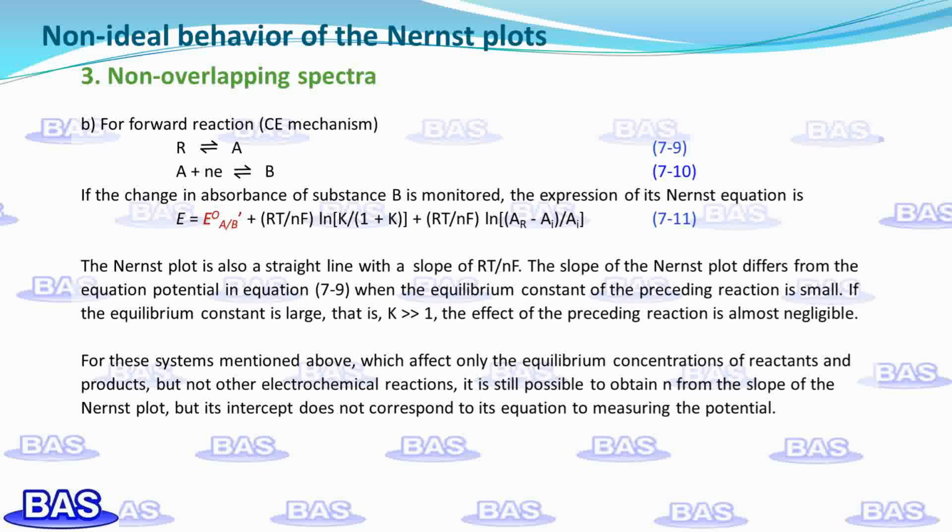If the equilibrium constant is large, that is, K is larger than 1, the effect of the preceding reaction can be ignored. For these systems previously mentioned, which affect only the equilibrium concentrations of reactants and products, but not other electrochemical reactions, it is still possible to obtain n from the slope of the Nernst plot, but its intercept does not correspond to the equation measuring potential.